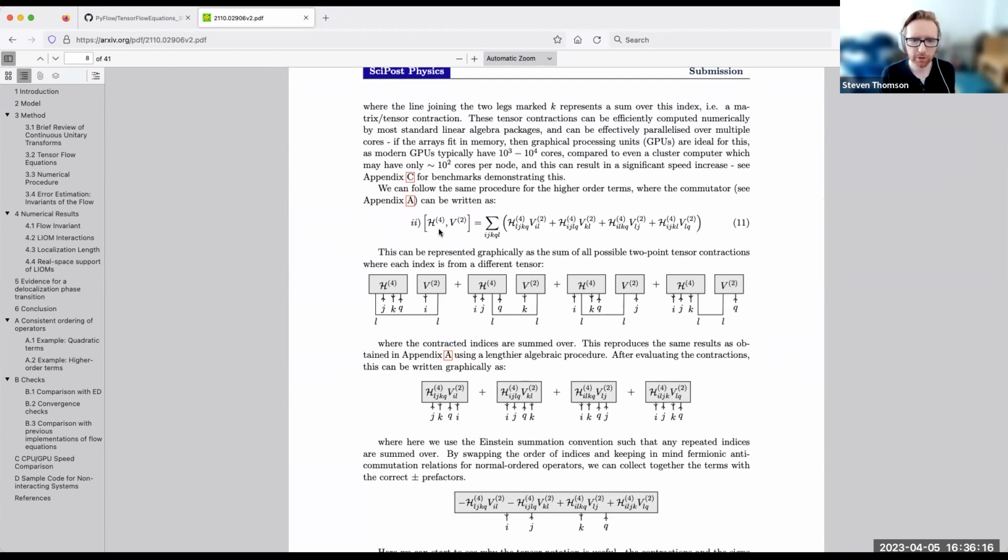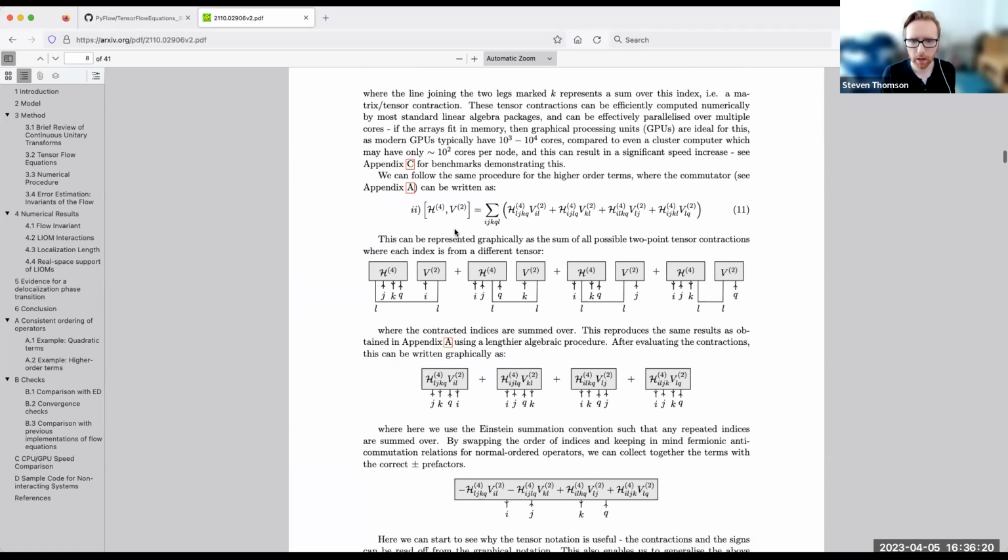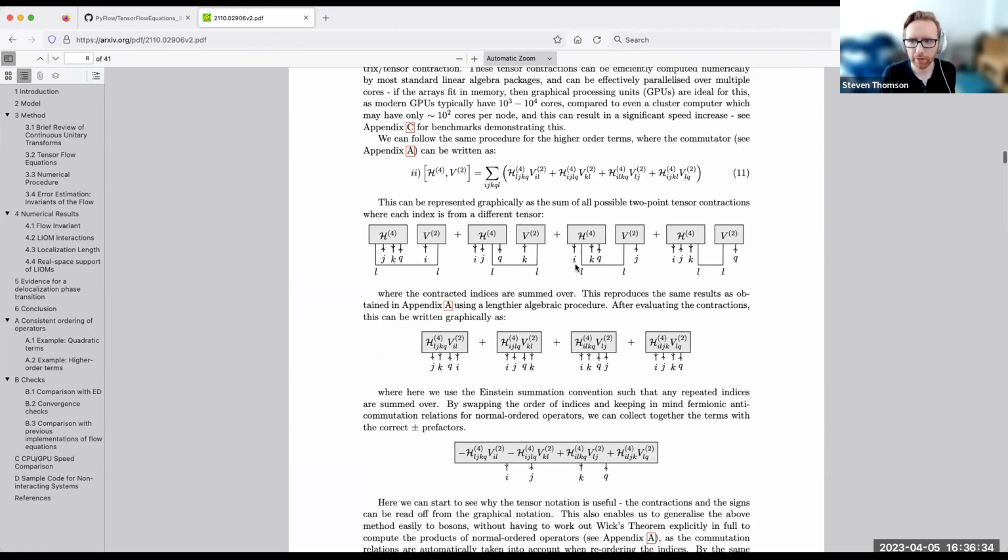You can do this by hand for the commutator of a 4 with a 2 if you want to. It looks like this. It's pretty complicated. If you look at this, I'm not sure you can see much of a pattern unless you really stare at it for a few minutes. But if you write it graphically, it's just the sum of all single particle contractions. This is the kind of nice simplification with this graphical notation that allows us to make a bit more progress.